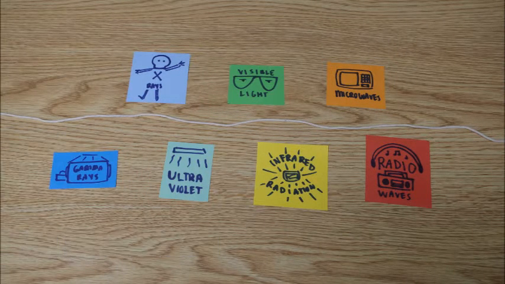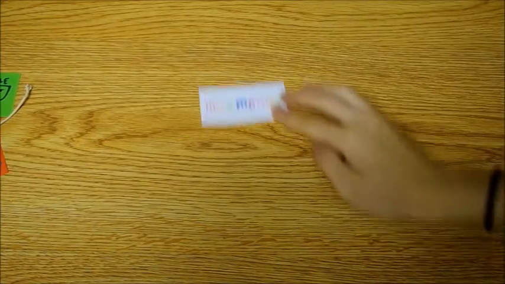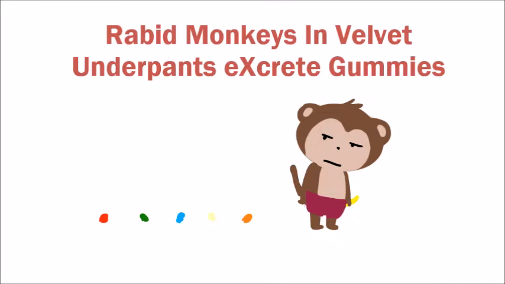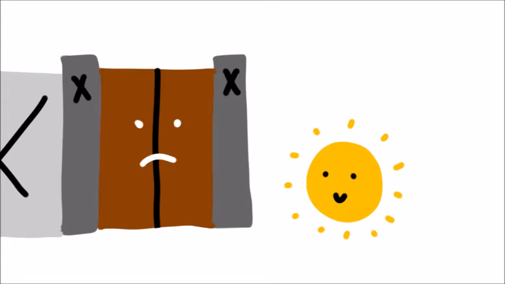It's kind of hard to remember these in order, but a weird way to memorize the order is by using friendly mnemonics. Some examples are, rabid monkeys in velvet underpants excrete gummies, or gate X usually lets in most radiation. Yes, they're sort of weird, but unexpectedly effective.